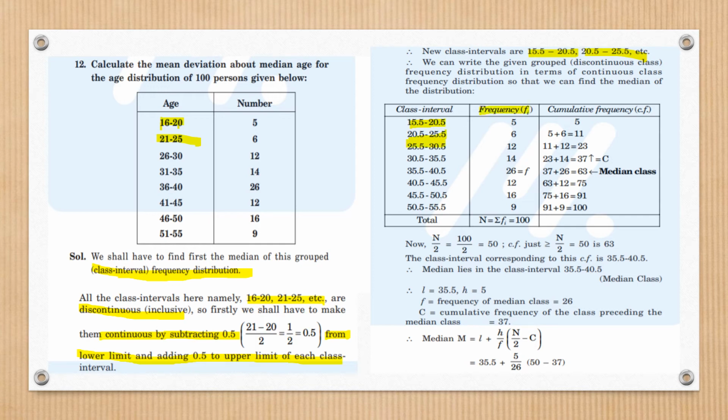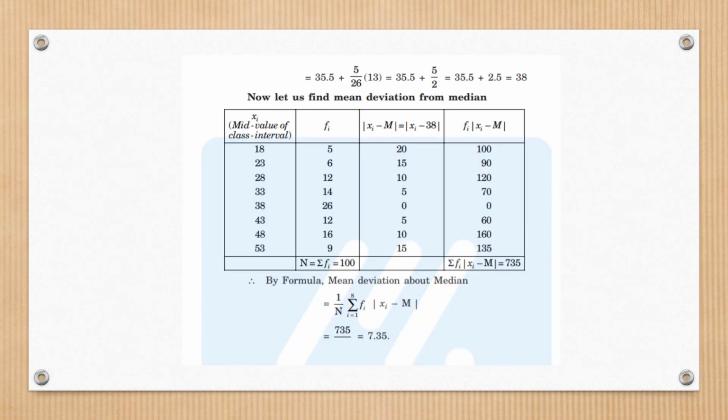This is your frequency, this is your cumulative frequency. Summation fi is 100, then we find n by 2, that is 50. 50 lies in the range of 63, so this is your median class. The lower limit is 35.5, height is 5, frequency is 26. Frequency you take of the same class, and CF you take of the preceding class. The preceding class CF is 37. Median is L plus n by 2 minus CF upon f into h. Applying the formula, you get the value as 38.